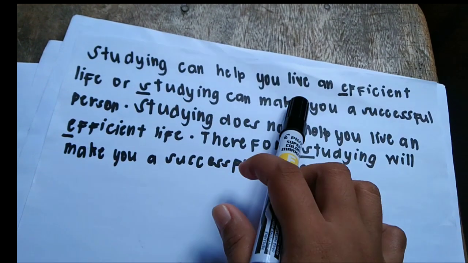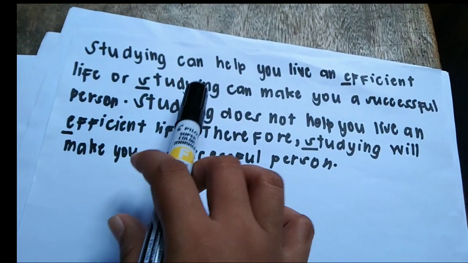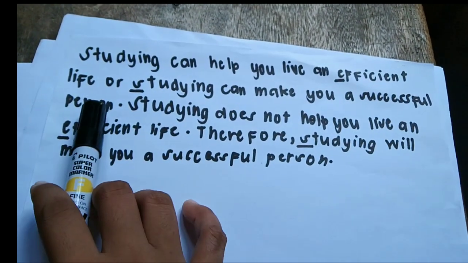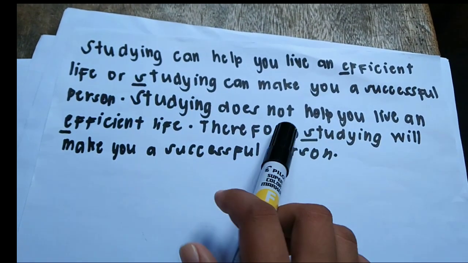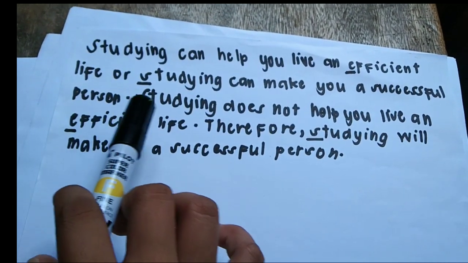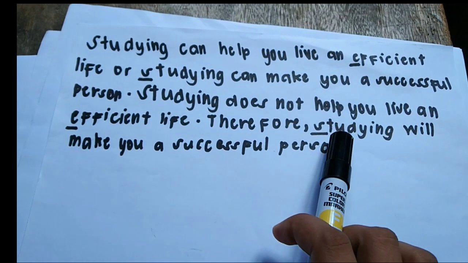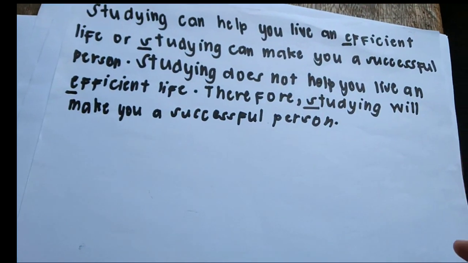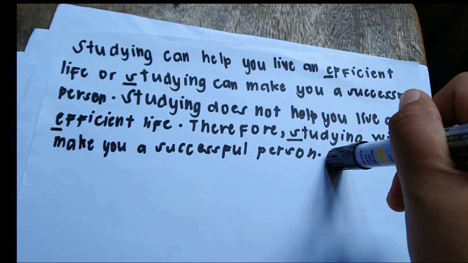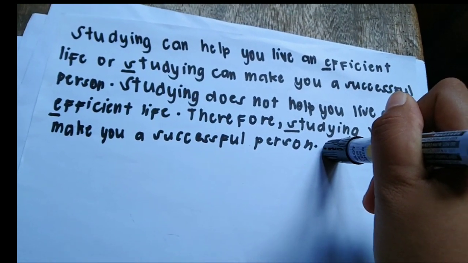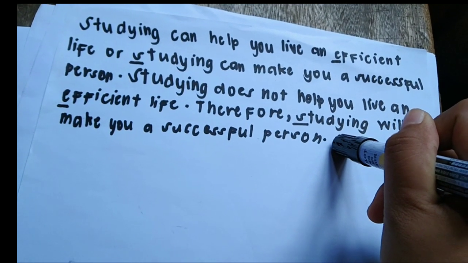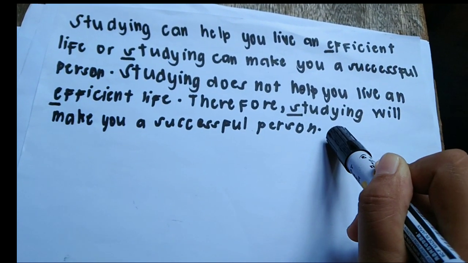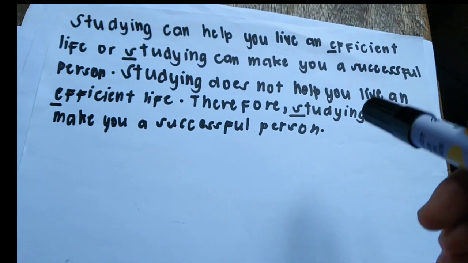Studying can help you live an efficient life or studying can make you a successful person. Studying does not help you live an efficient life. Therefore, studying will make you a successful person. So what we are going to do now is to analyze these statements if they are valid or invalid, and we also determine the rules of inference that apply here.